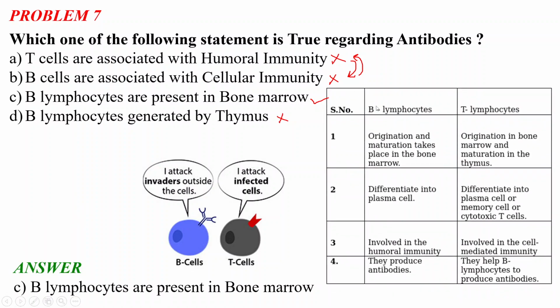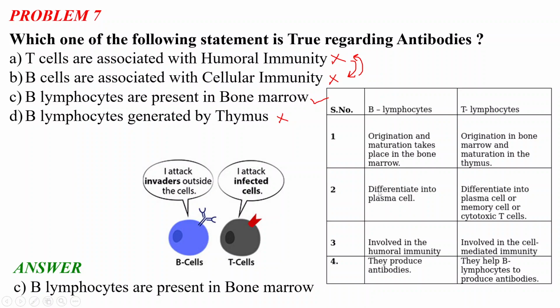So, these are basically the differences between B lymphocytes and T lymphocytes, which are also called B cells and T cells. The first one is that for the B cells, origination and maturation take place in the bone marrow. For the T cells, the origination is in bone marrow, but the maturation takes place in the thymus. So, it is originated in bone marrow but present in thymus. But for the B cells, both origination and maturation take place in the bone marrow.